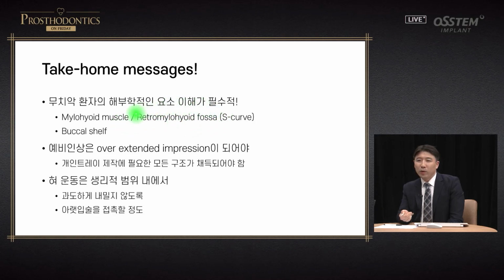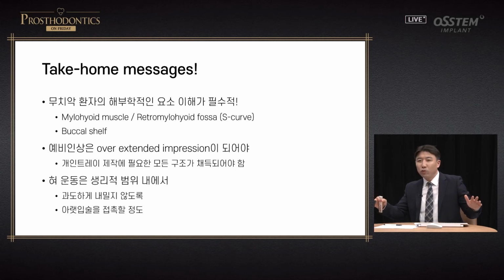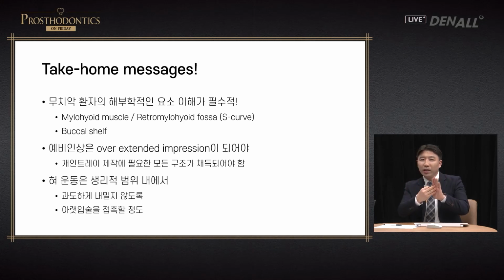The mylohyoid muscle and floor of the mouth, if you take the impression nicely, then you can gain the S-curve on the buccal side. You can extend more. It's okay even if the muscle layer is pressed down, because of the way it contracts, it does not interfere with the denture or make it fall off. The buccal shelf can withstand a lot of force, so you can extend towards the buccal shelf more. In the case of a preliminary impression, an overextended impression should be made.